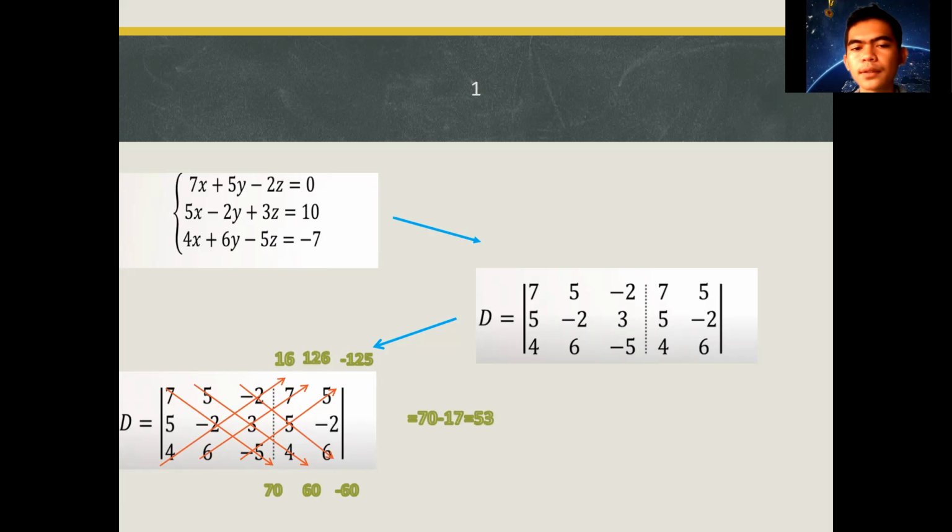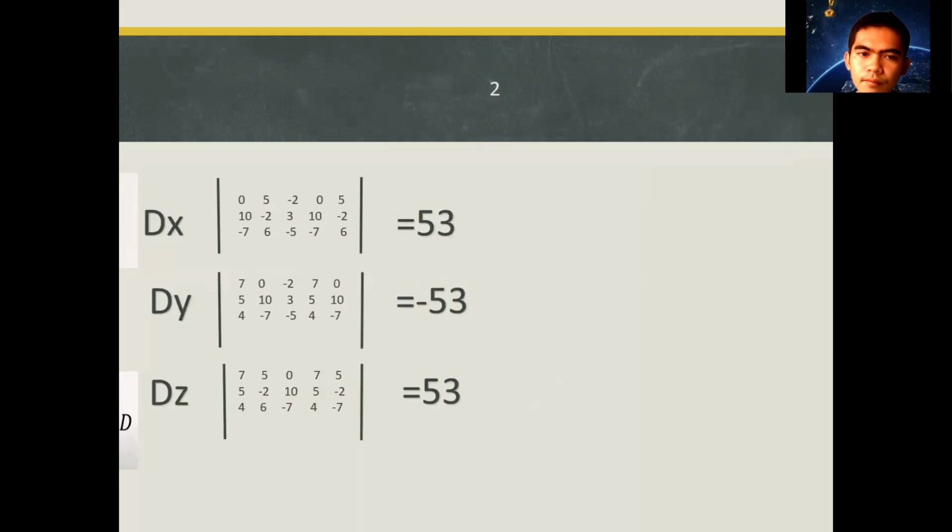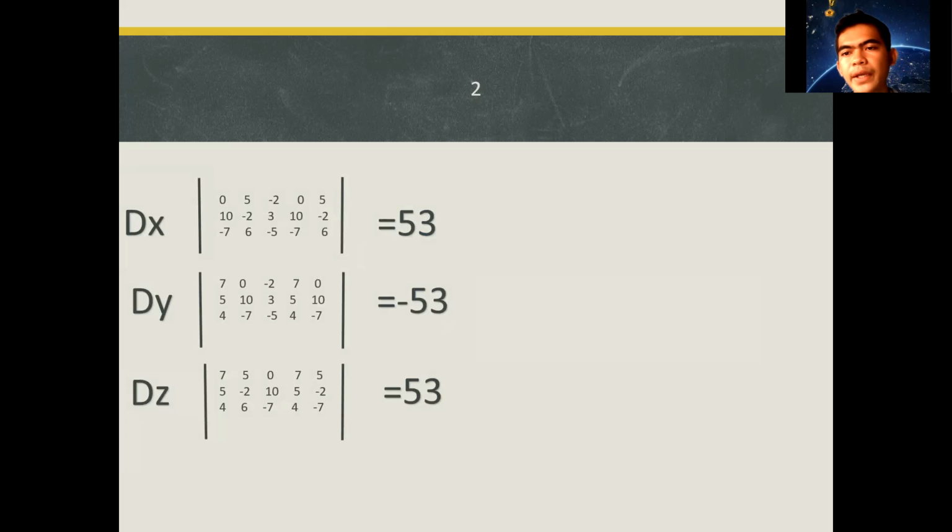After we calculate 70 plus 60 plus negative 60, we get the result 70. And after we calculate 16 plus 126 plus minus 125, we get the result 17. And 70 minus 17 is 53. So 53 is the determinant.